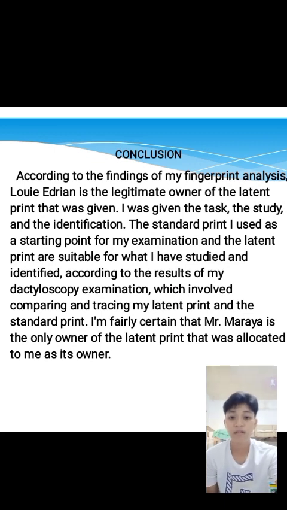I was given the task to study and identify the standard print. I used it as a starting point for my examination, and the latent print is suitable for what I have studied and identified. According to the results of my dactyloscopy examination, which involved comparing and tracing my latent print and the standard print, I am fairly certain that Mr. Maraya is the only owner of the latent print that was allocated to me.